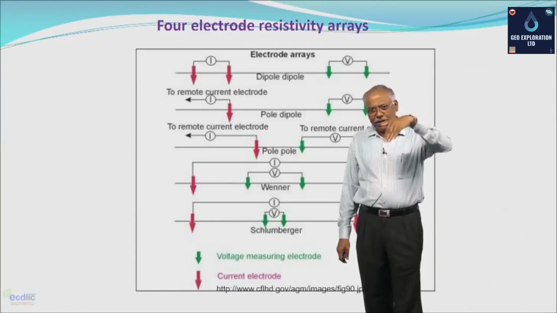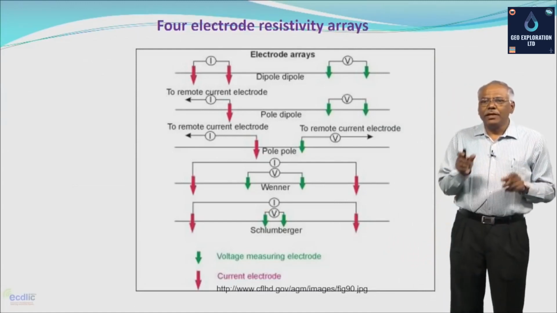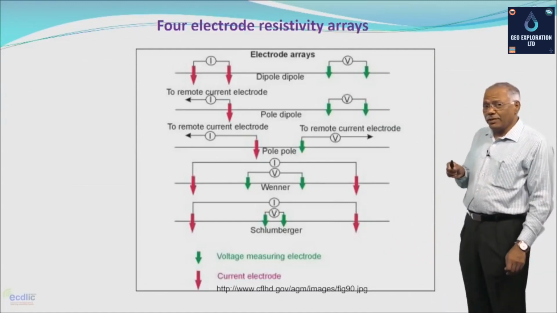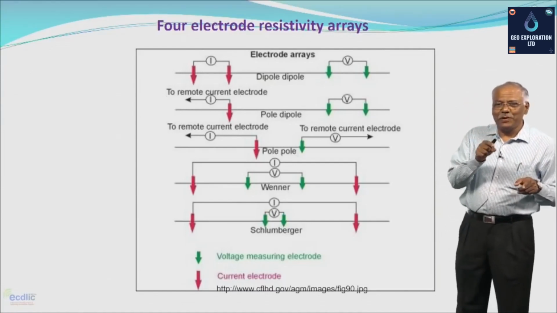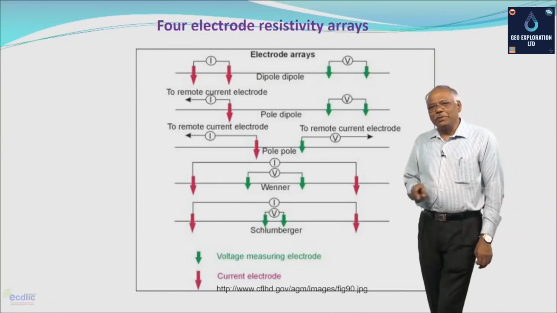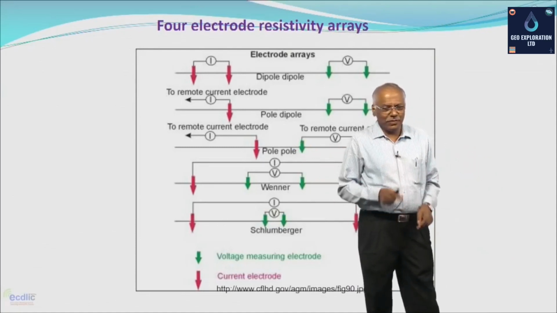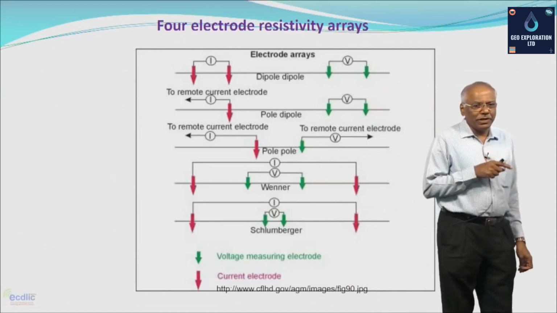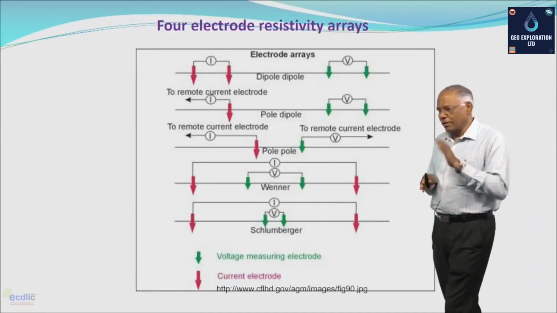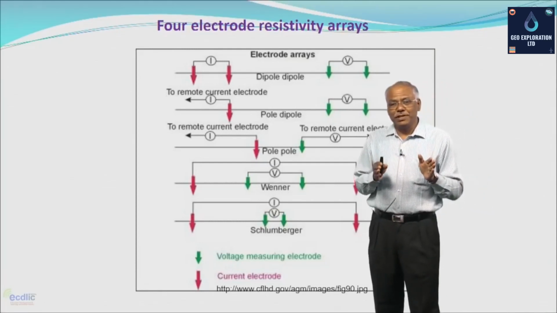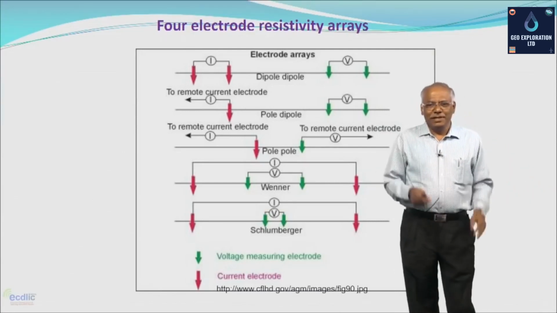The depth of penetration of current in the Wenner electrode configuration is related to a. A is the distance between C1 and P1, or P1 and P2, or P2 and C2, so it is the same distance between all 4 electrodes, and that is defined as a. The depth of penetration is nothing but 1/3 of the distance between the current electrodes in the Wenner configuration. Whereas, in the Schlumberger configuration, the depth of penetration of current is 1/2 of the distance between the current electrodes.